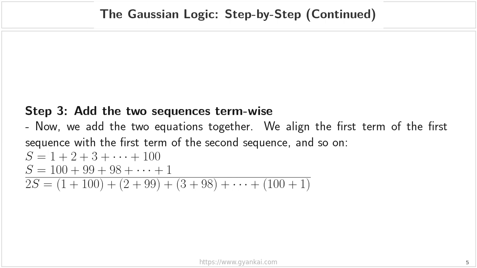The first pair is 1 plus 100, the second pair is 2 plus 99, the third pair is 3 plus 98, and this continues all the way to the final pair, which is 100 plus 1. As you can see, we are essentially pairing the smallest numbers with the largest numbers. This leads us directly into our next step, where we will observe something very interesting about the value of these pairs.